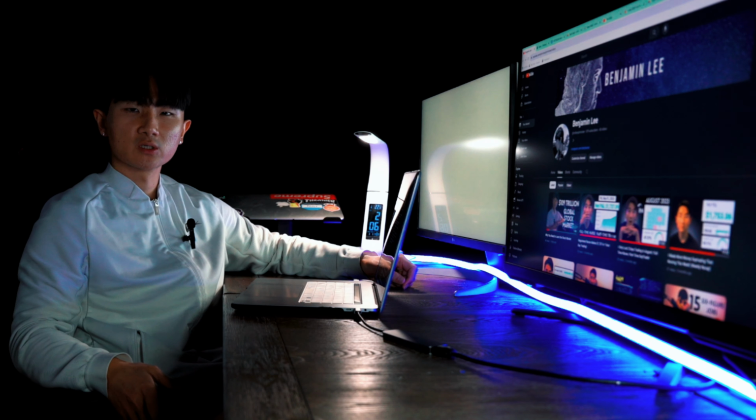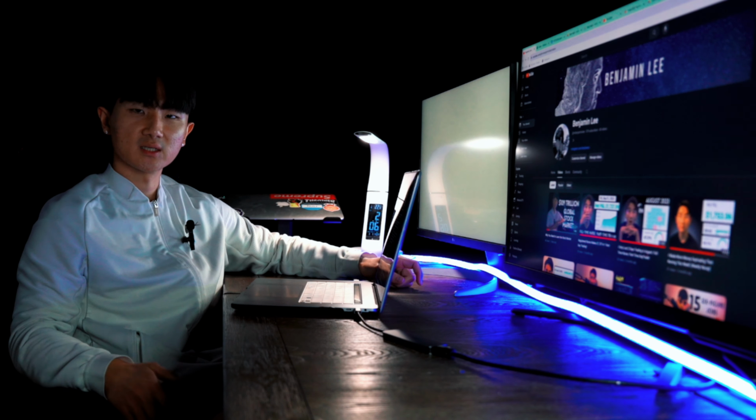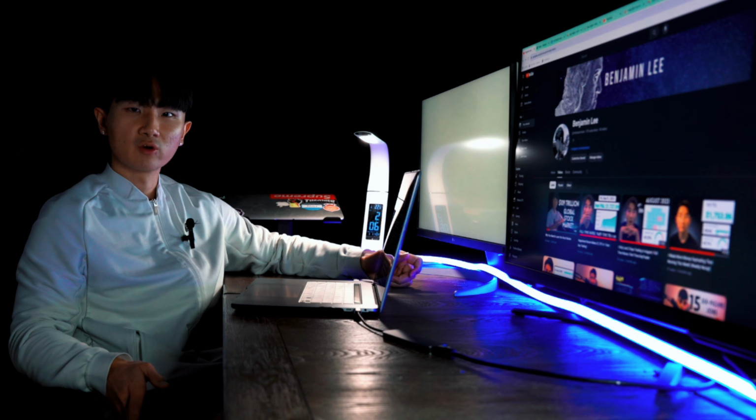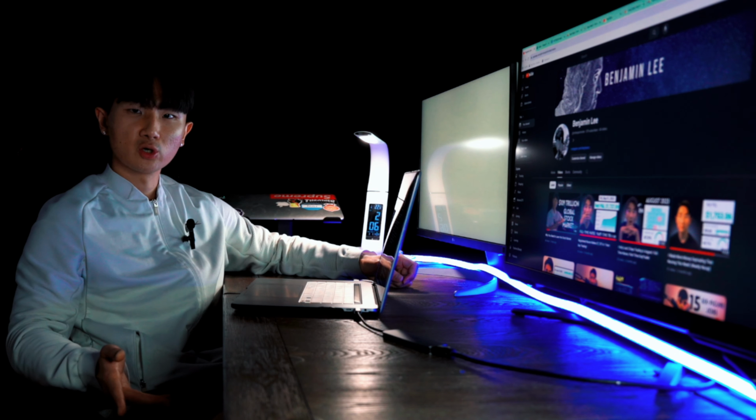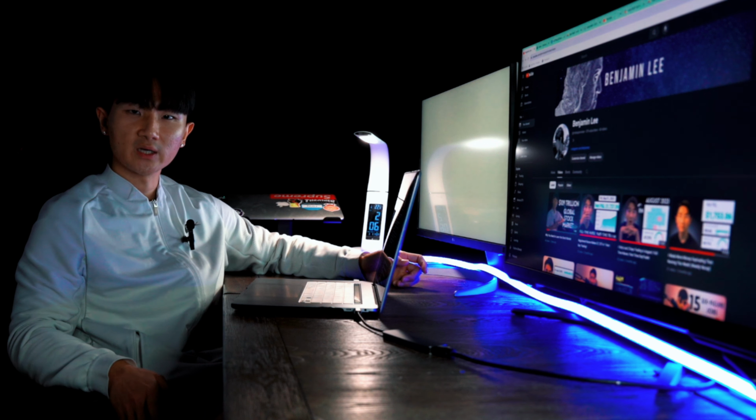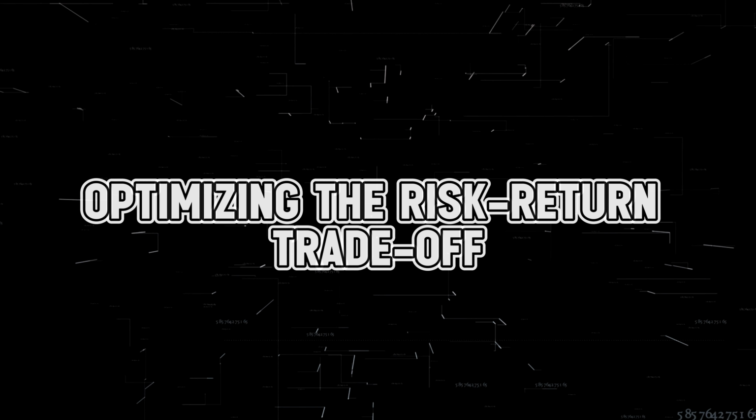Understanding the risk and return characteristics of each asset class is crucial because it helps you make informed decisions that align with your financial goals, risk tolerance, and investment strategy. Here are several reasons why it's important to know the risk and returns of each of the asset classes. Number 1. Optimizing the risk-return trade-off.